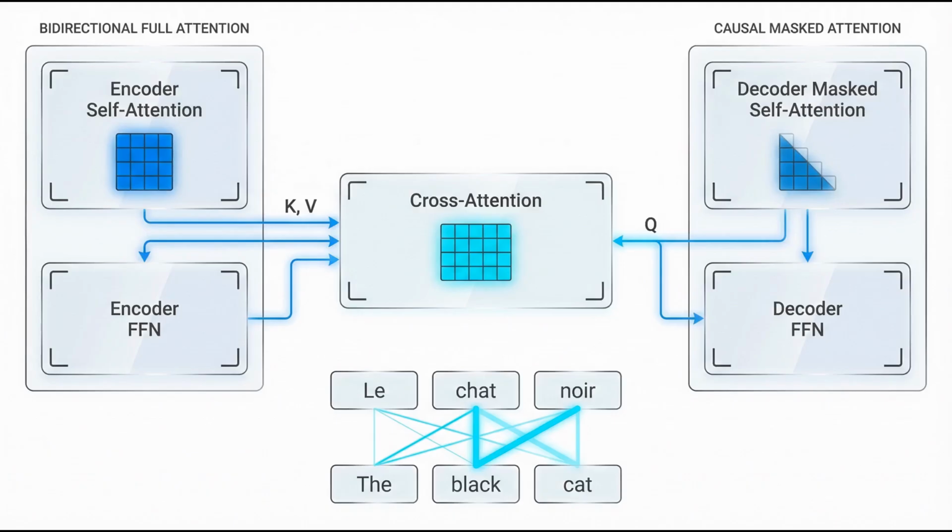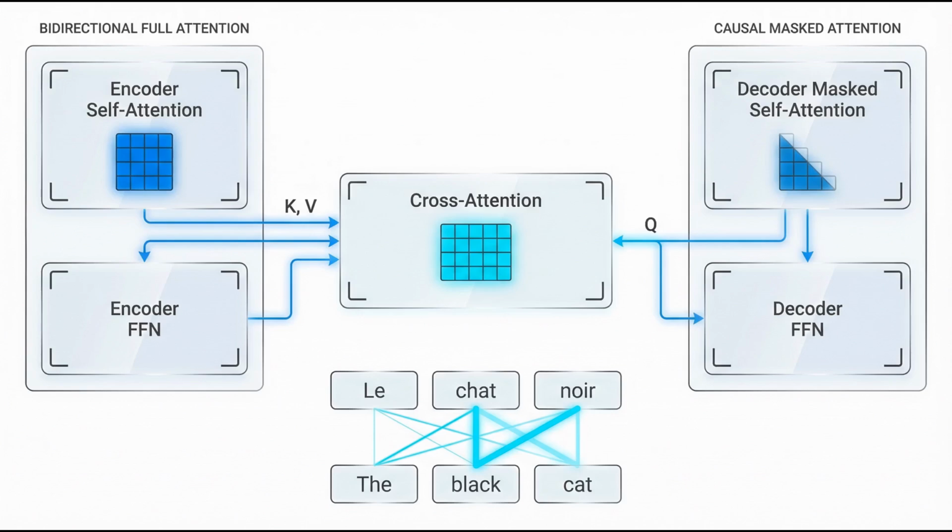The encoder processes the entire input once, creating rich contextual representations. These representations become K and V in every cross-attention layer of the decoder. At each decoding step, the decoder generates Q from its current state and queries the encoder for the most relevant portions of the input. Imagine translating the sentence "Le chat noir" into "the black cat."